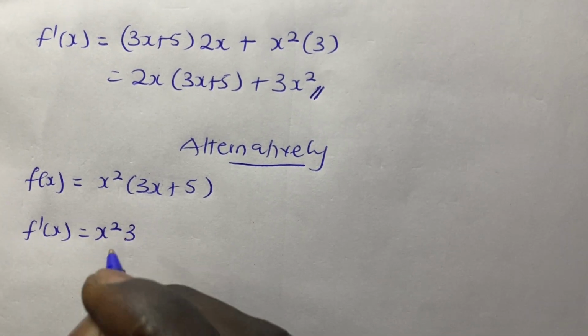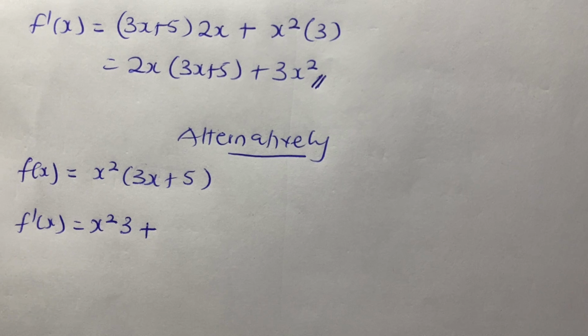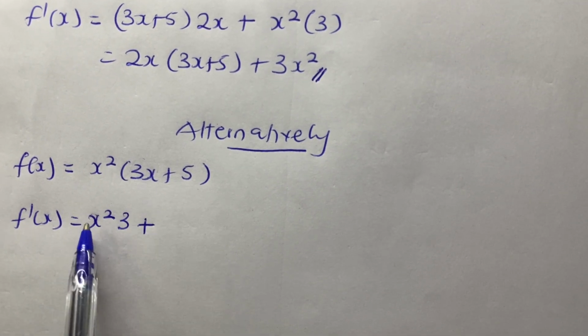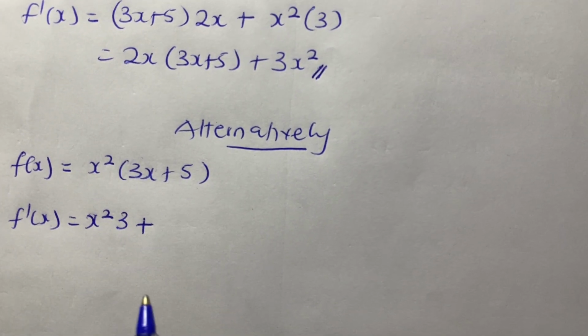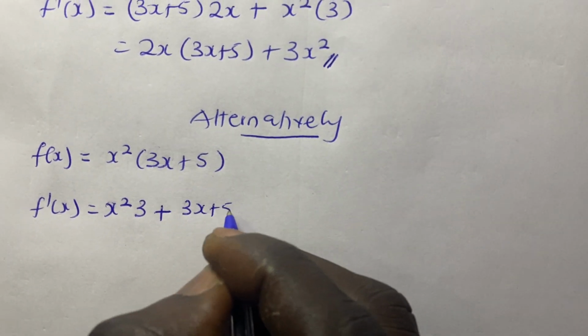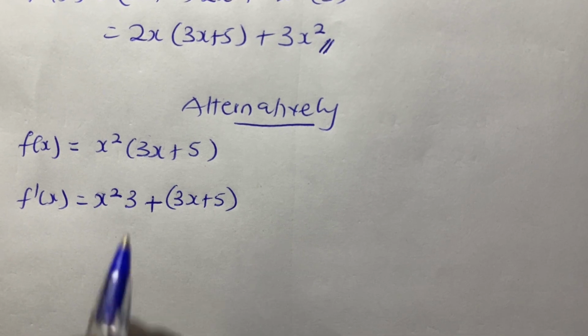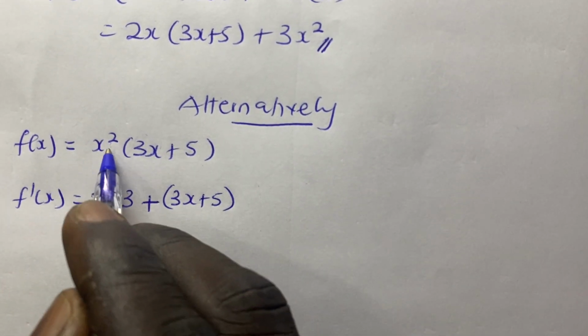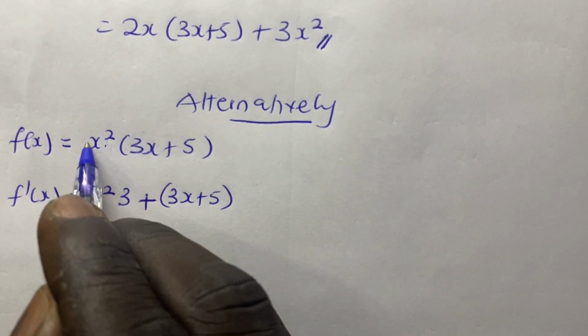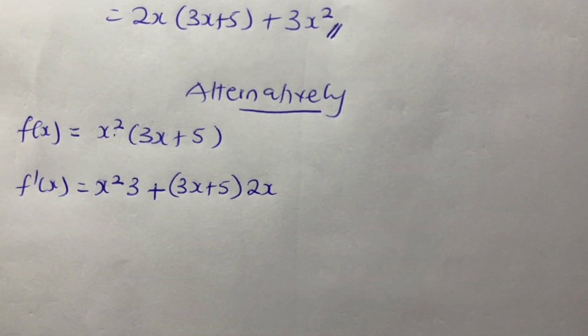So now we have 3 plus, we differentiate this, then we keep this. Because we kept x squared for the first function, now with the second one we're going to keep the second function, which is our 3x plus 5, right? So now we've kept this, and now we are supposed to differentiate the other, which is the x squared, and differentiating this, the 2 will multiply the x, and we subtract 1 from the power. So here we get 2x like we did, right?